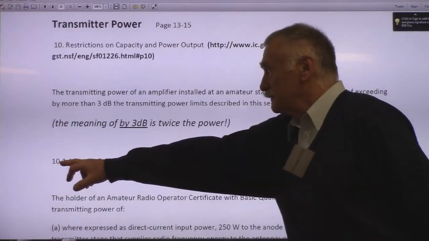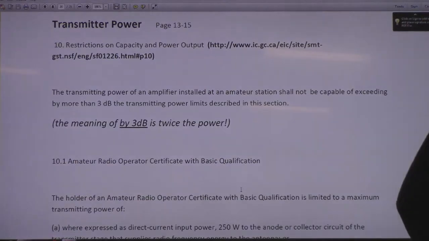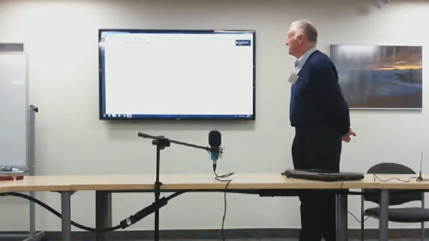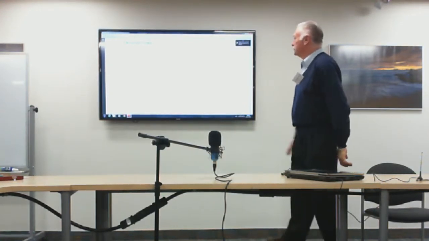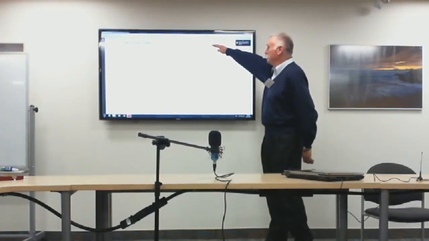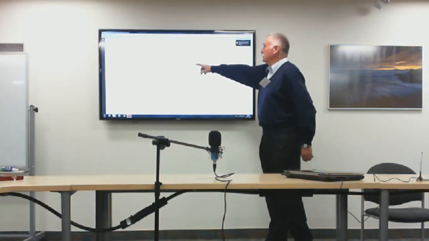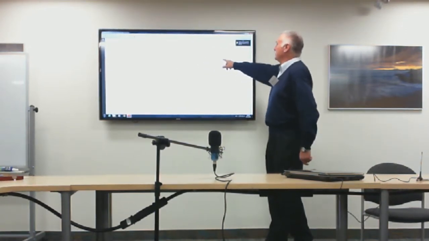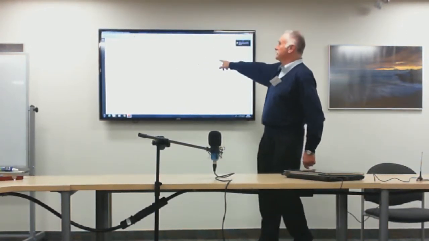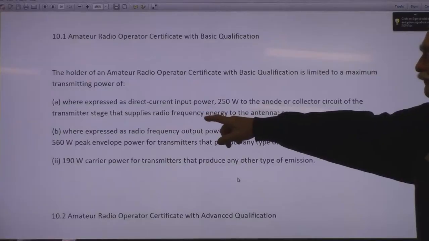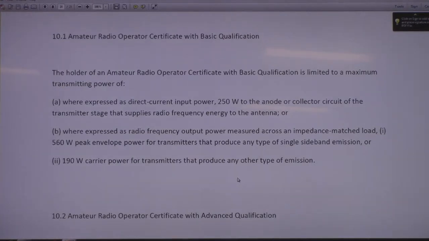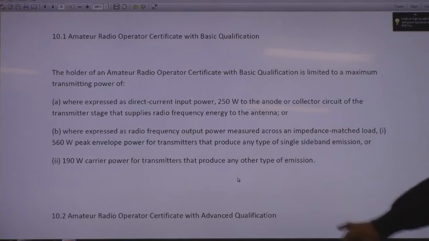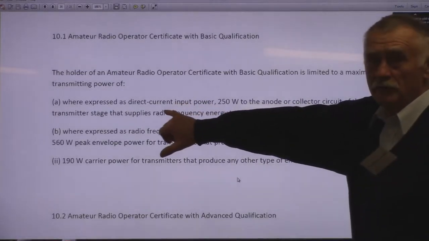Now, this 10.1 is a paragraph out of your textbook. Amateur radio operator certificate with basic qualifications allows you to, please bring this up about here. The holder of an amateur radio certificate with basic qualification is limited to a maximum transmitting power of, what is this 250 watts business suddenly? Don't we have a 100 watts license? So the keyword here is to read the input.